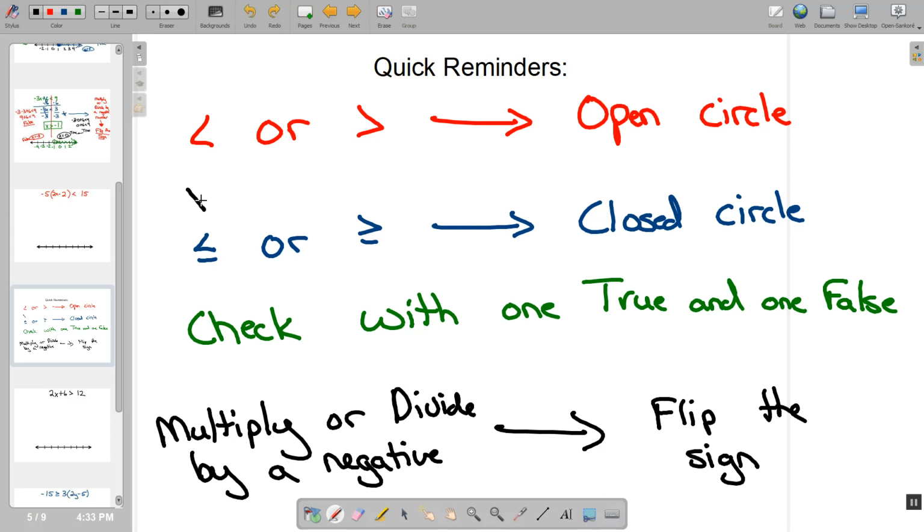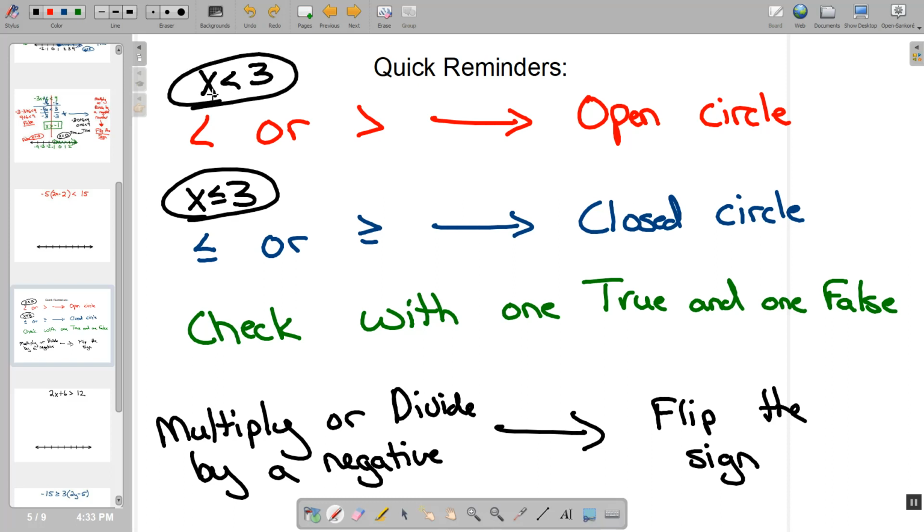So for example, x is less than or equal to 3 means that 3 would be one of the possible solutions. If I had x is just less than 3, that means 3 is not a solution, so then it would have to be something like 2.5 or 2.25, any number that is smaller than 3.